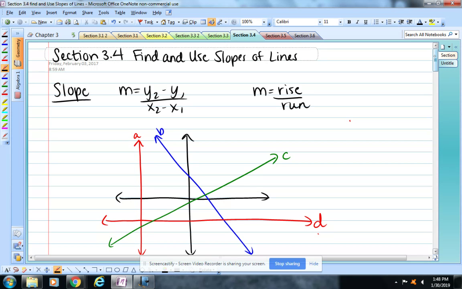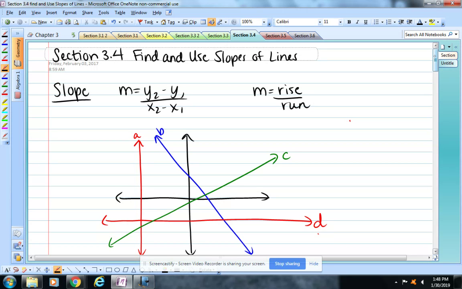I know that sounds weird that we use m for slope, but one day I was bored and I Googled it. And the reason it's m for slope is because there's some French word that means steepness of a mountain. Some French word that starts with an M that means steepness of a mountain. So that's why we use m for slope.